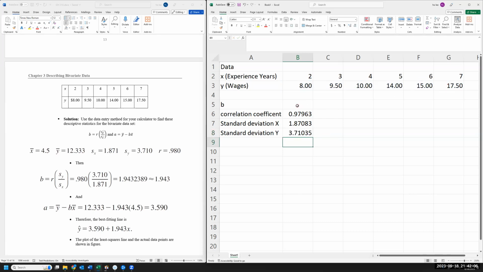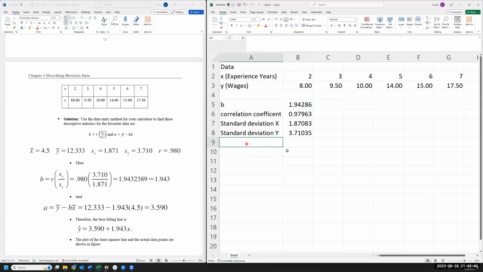All right, so now your B is equal to R, correlation coefficient, times the parentheses, standard deviation of Y divided by standard deviation of X, close parentheses, and there's your B, 1.94286. Yeah, 1.942. What? Oh, these are rounded. That's why. Close enough. This is the non-rounded value.